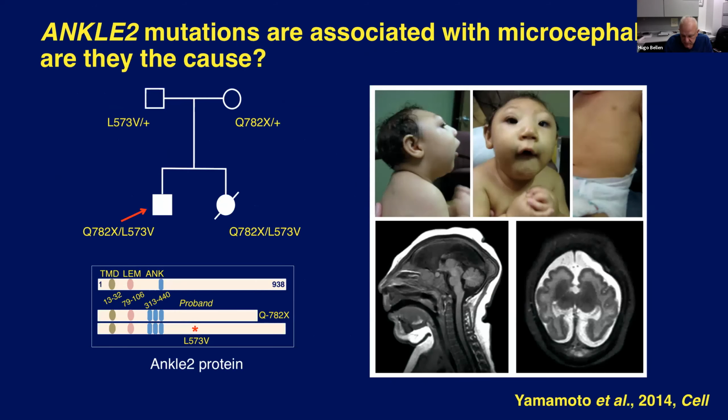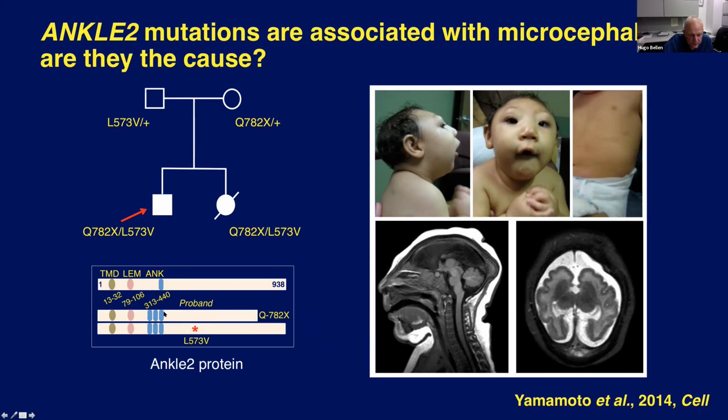In our case, when we submitted these 165 genes, we got 6 hits. And I just wanted to briefly talk about one of those hits, ANKLE2 mutations. So there were 2 affected individuals here in this family. Both the father and the mother are carriers of a variant in this gene, ANKLE2.